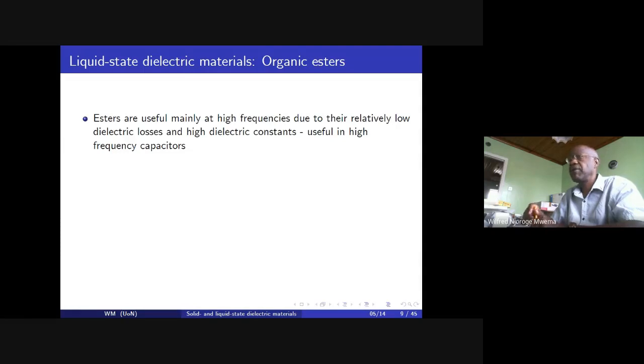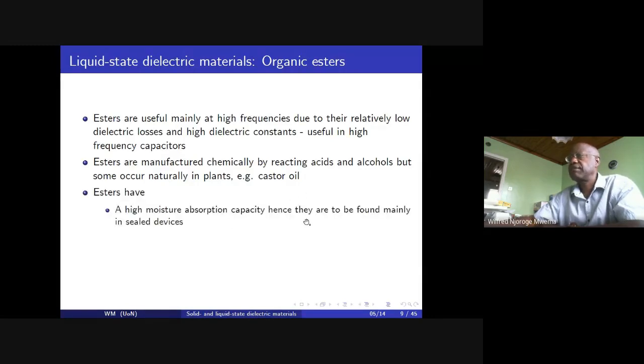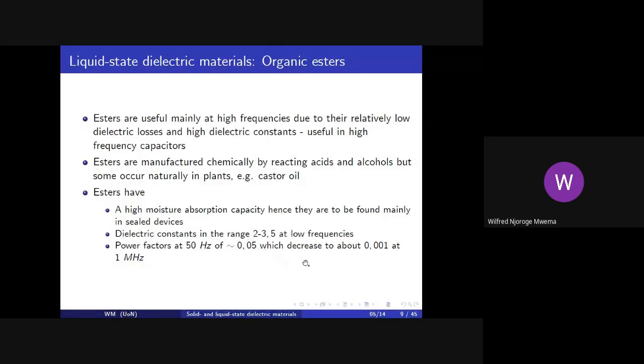Esters, of course, you recall from your organic chemistry, are those materials or those organic chemicals that usually have a smell, usually based on the benzene ring. So esters are manufactured chemically by reacting acids and alcohols, but some will occur naturally in plants, such as castor oil. So esters have, one, a high moisture absorption capacity, hence they are also to be found mainly in sealed devices. The dielectric constants will range between 2 and 3.5 at low frequencies, and power factors at 50 Hz will be about 0.05, which will decrease to about 0.001 at 1 MHz. So we see that these esters have very high dielectric losses for applications.